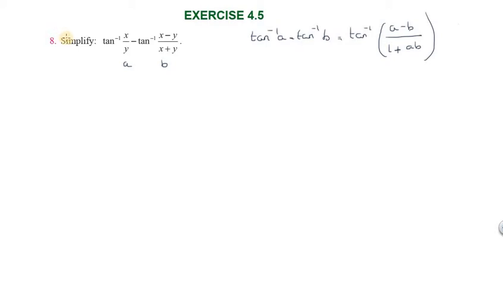This is 4.5 question number 8. Simplify tan inverse of x by y minus tan inverse of x minus y by x plus y. So, this is the function a and this is b. Now, tan inverse of a minus tan inverse of b is tan inverse of a minus b by 1 plus ab. So, this is the function.